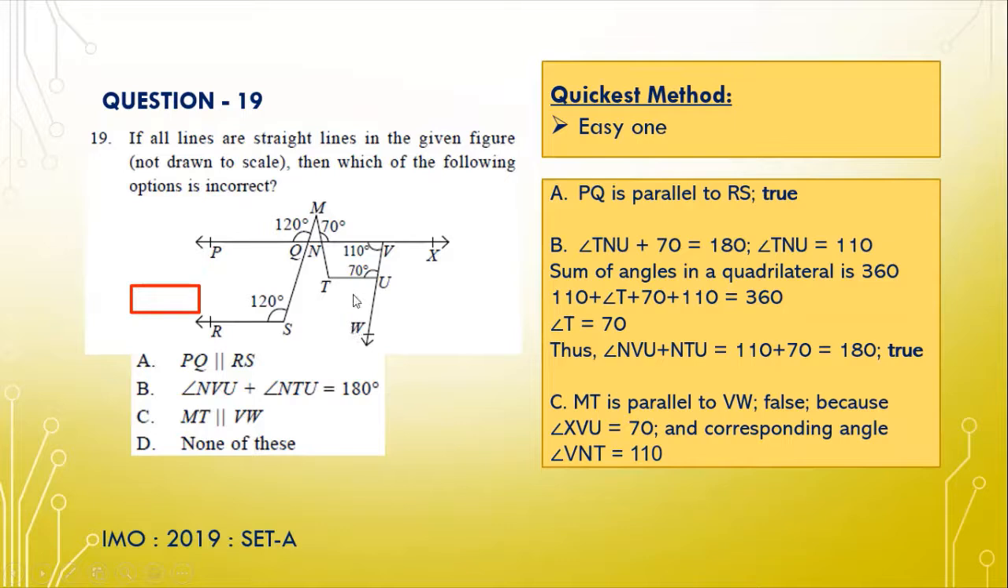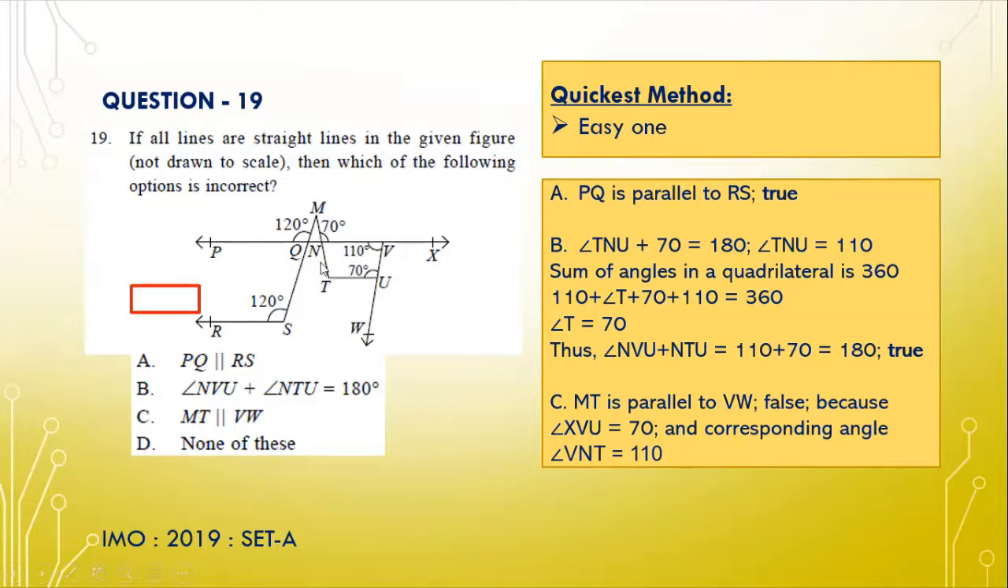Let's see C. MT is parallel to VW. This angle is 70 degrees. Now if this is to be parallel to this, then this angle should also be 70. If VW is parallel, then XVU is 70, because this is 70 and this is 70. But what is this angle VNT? VNT is 110. So if this is 70 and this is 110, these two lines cannot be parallel, because the corresponding angles must be the same.